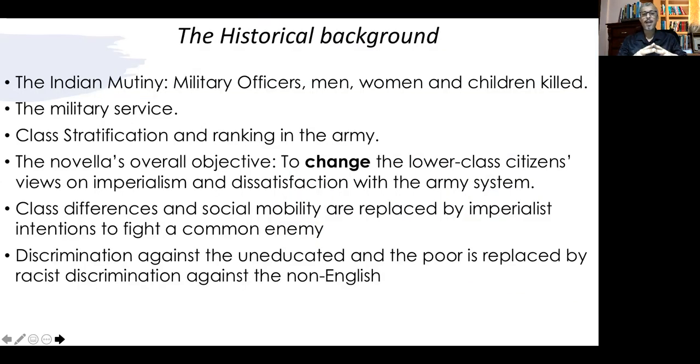Now, the historical background goes as far back as 1857, when there was the mutiny in India, because it was colonized by the British, and the British called it mutiny, but it could actually be called resistance, because at the time they didn't accept the colonial oppression. Many military officers were killed, men, women, and children, during the mutiny, or what they called the mutiny.